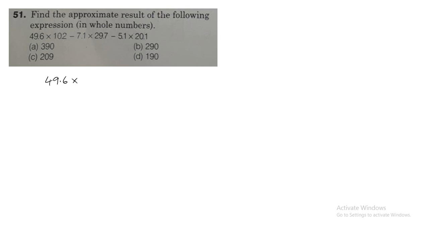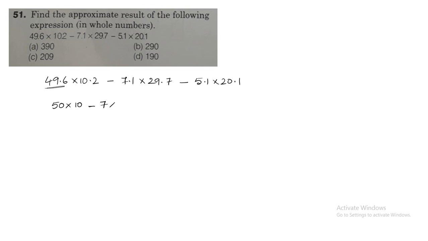49.6 into 10.2 minus 7.1 into 29.7 minus 5.1 into 20.1. Now if you observe, all the values are whole numbers, right? Then this 49.6 I can nearly take as 50, because it is crossing 49.5. And this 10.2 I can take as 10 because I am rounding up the numbers.